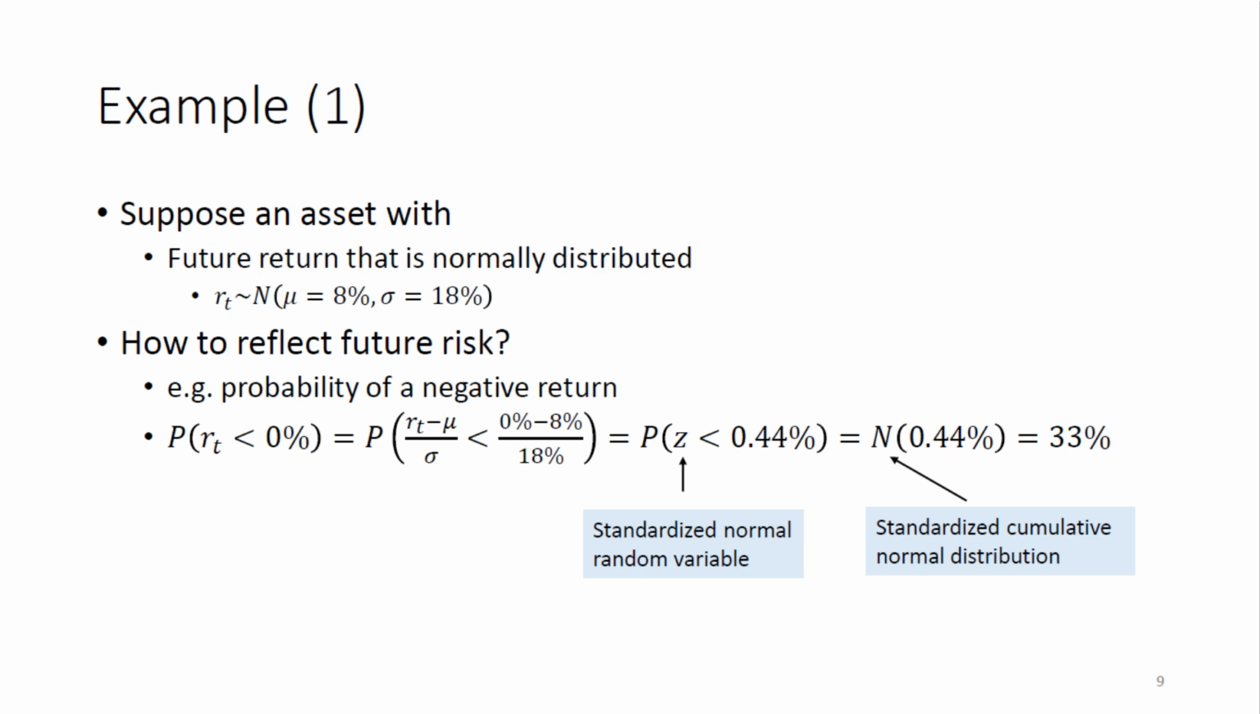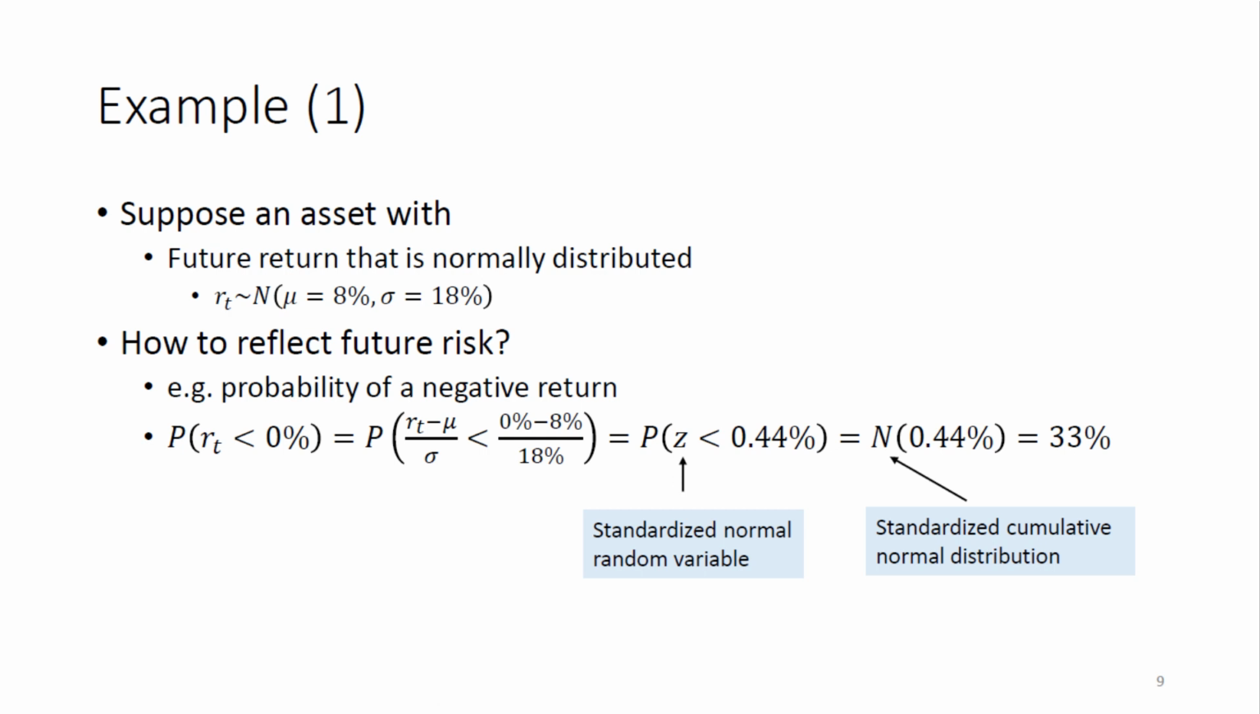If I do that on the left-hand side of the equation, I also need to do it on the right-hand side. So it says 0% minus 8%, divided by 18%. And then this R_T minus mu over sigma is a standardized normal random variable, denoted with the Z that you see there. So the Z should be smaller than minus 0.44. To determine that, I need to go to the cumulative distribution function of the standard normal distribution, denoted with the capital N, and look up that value in the lookup table. Alternatively, you could use the NORM.DIST function in Excel. If you look up this value, it says there is a probability of 33%.